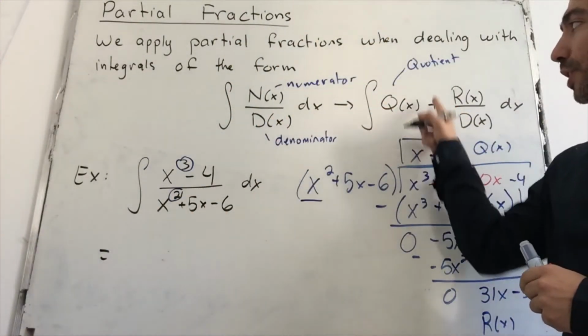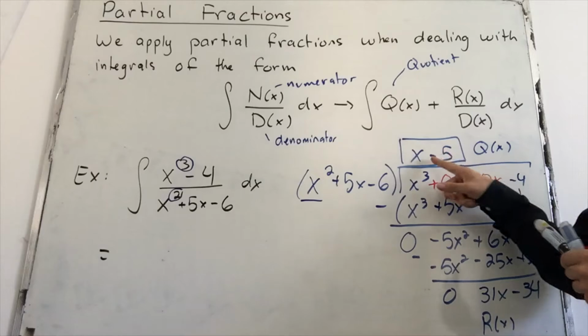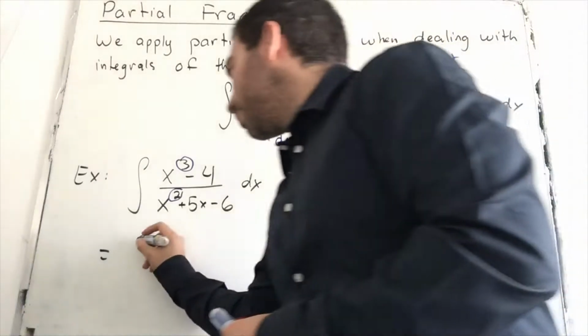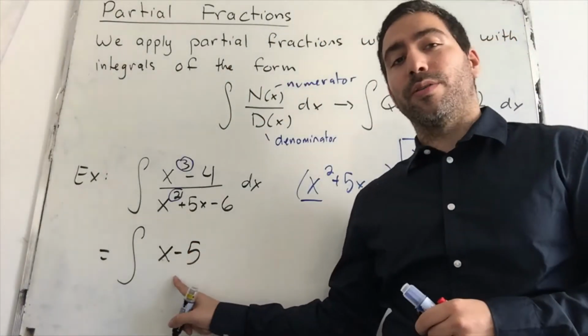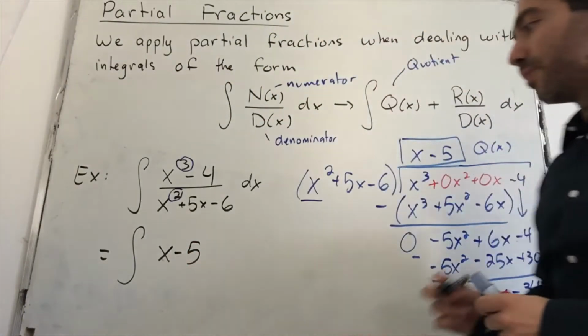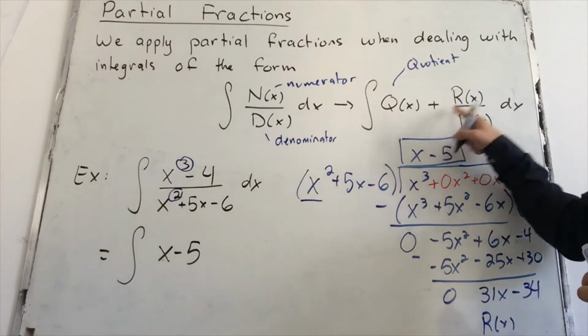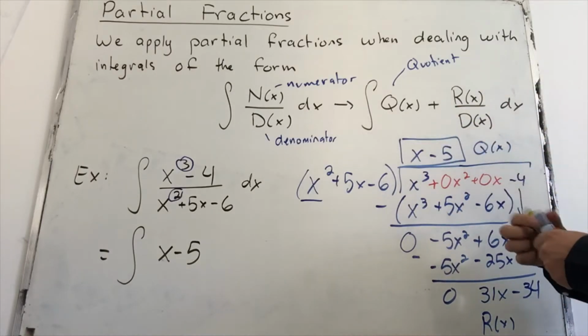So we're going to write the quotient q of x, which we got up here, is x minus 5. So this turns into the integral of x minus 5, which we know how to do. This is easy, just power rule for integration. And then it says plus the remainder, r of x. So let's write that here.